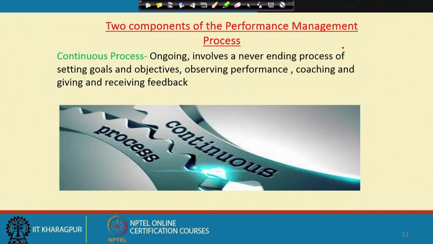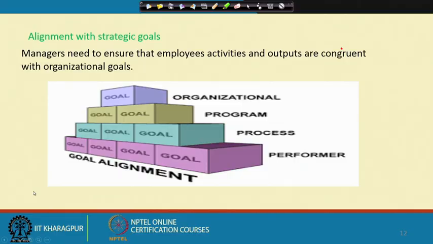So, the idea is that it is a continuous process where you are going to be involved in a never ending process of setting goals and objectives, looking at your performance and seeing what kind of feedback you are receiving, in order to see that yes, you are able to achieve performance. So, it is a continuous process.